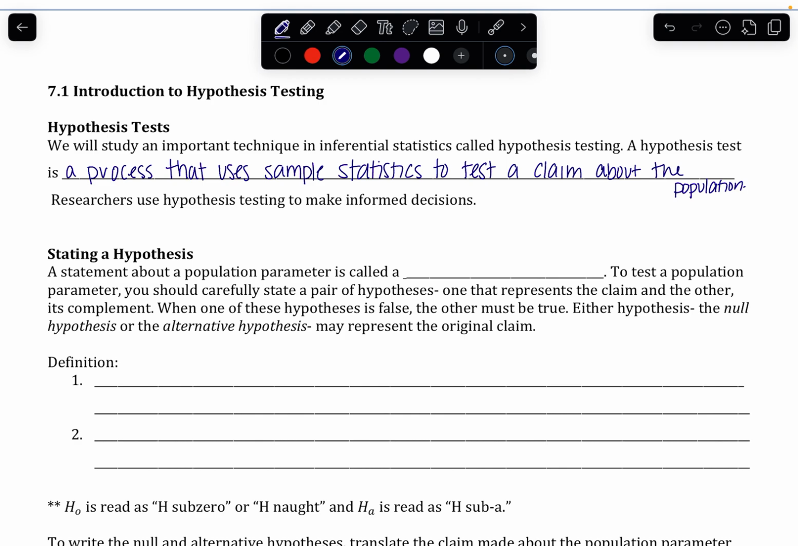One of the first things we're going to do when we're looking at hypothesis testing is start off by stating a hypothesis. A statement about a population parameter is called a statistical hypothesis. To test a population parameter, you should carefully state a pair of hypotheses, one that represents the claim and the other its complement. When one of these hypotheses is false, the other must be true. Either the null hypothesis or the alternative hypothesis may represent the original claim.